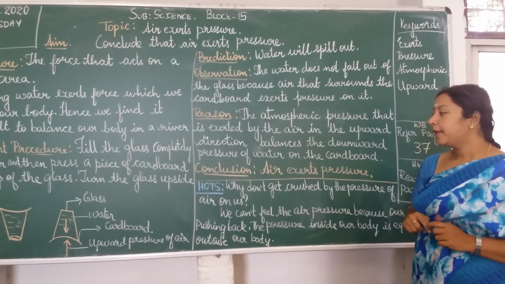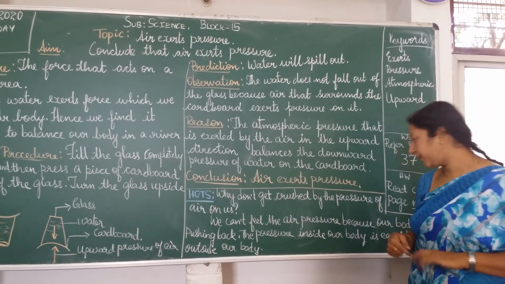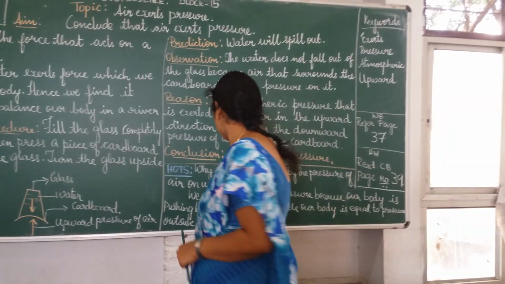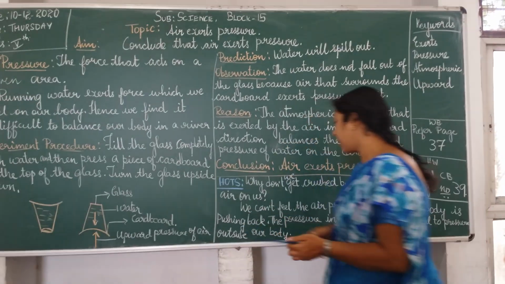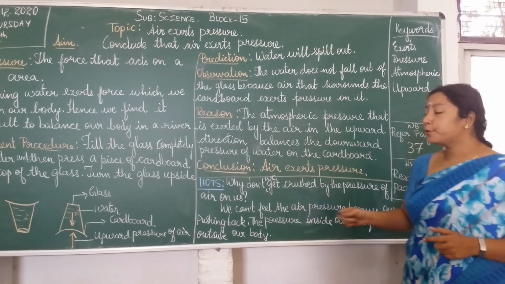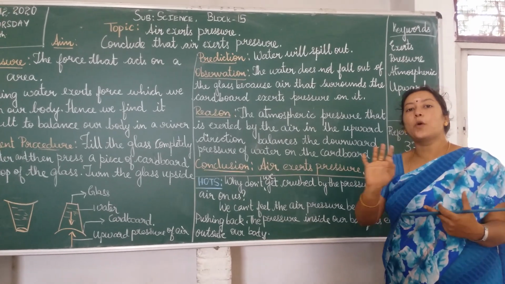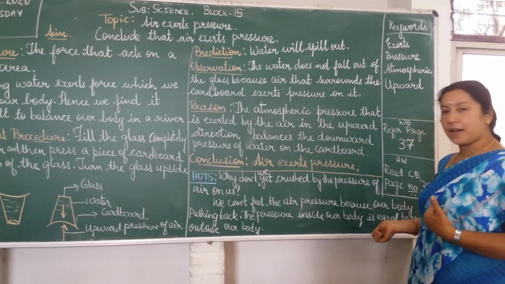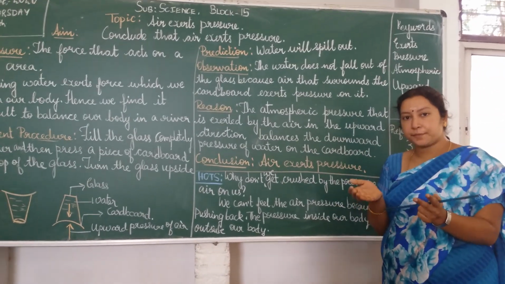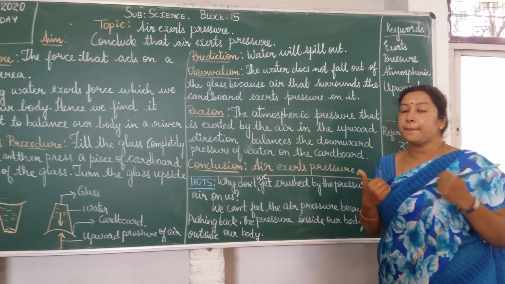Do you all understand? Now you might have a question. Why don't we get crushed by the pressure of air on us? Why don't we get crushed by the air which is present on us? We can't feel the air pressure because our body is pushing back. Our body is heavy and we are putting some pressure from the inside to outside. So, the pressure inside our body is equal to the pressure outside. The external pressure or the atmospheric pressure is equal to the pressure which is pushing from inside.